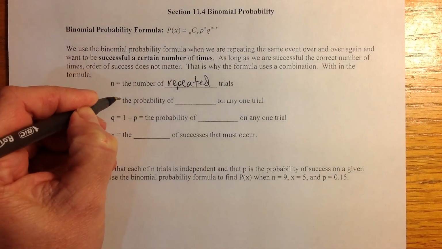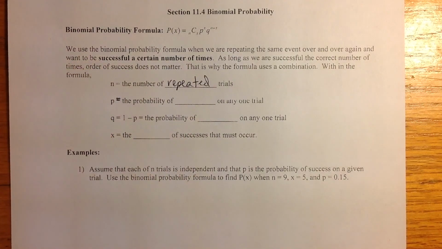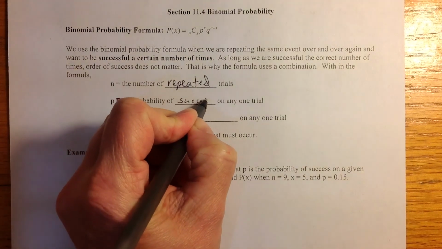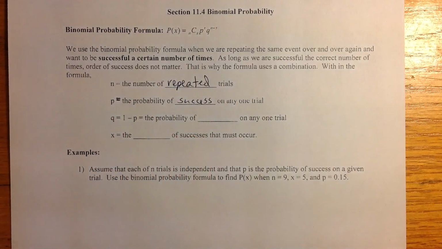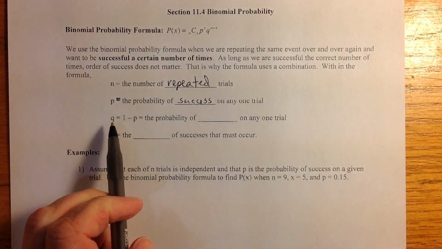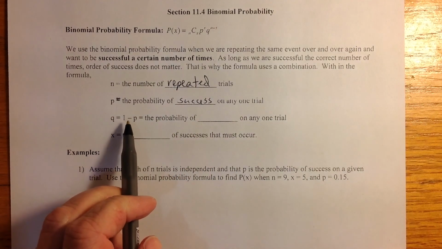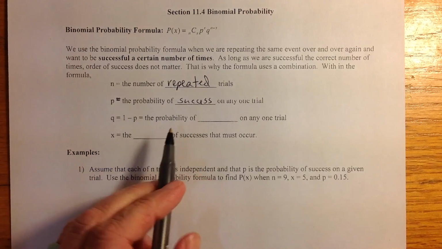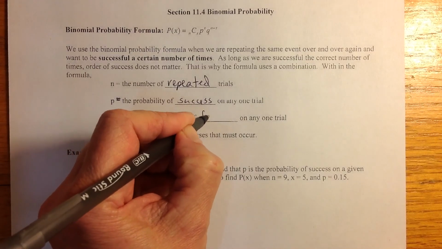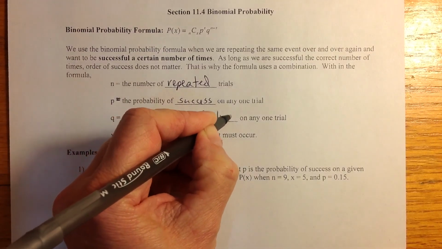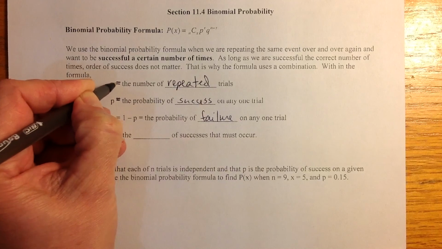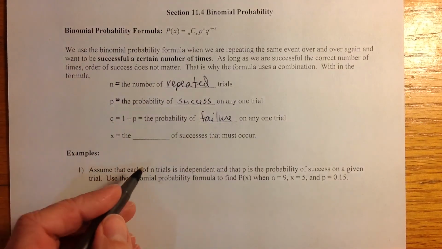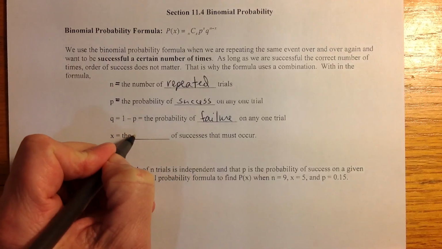P is equal to the probability of success on any one trial. Q is always calculated by taking 1 minus P, or the exact definition of Q is the probability of failure on any one trial. And X equals the number of successes that must occur.